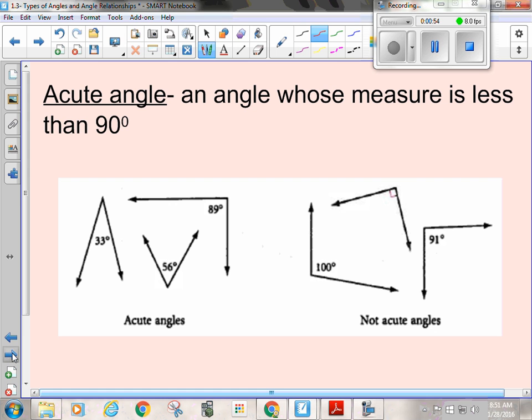All right, an acute angle is an angle whose measure is less than 90 degrees. So on the left side, we have examples of angles that are acute. Notice the one here looks very close to a right angle, but it's 89 degrees. And then on the right side here, we have ones that are not acute angles. So they are 90 degrees or greater.